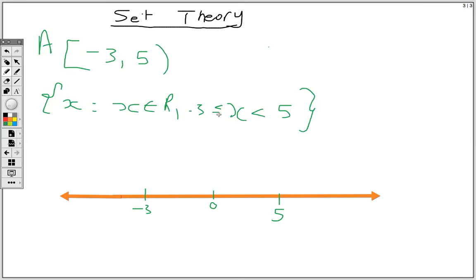Now at -3, because we're having equal to here, and the square bracket also tells us we're using it, I will expect to have a shaded dot above the -3. So at -3, I'm expecting to see a shaded circle, while at 5, it will be open. So I will be having an open circle with no shade within, and connecting this, this represents A.